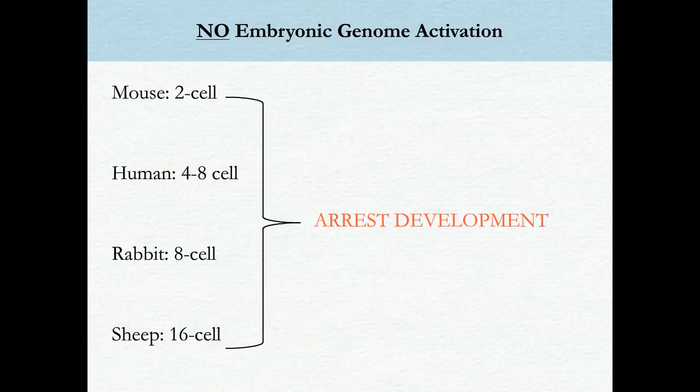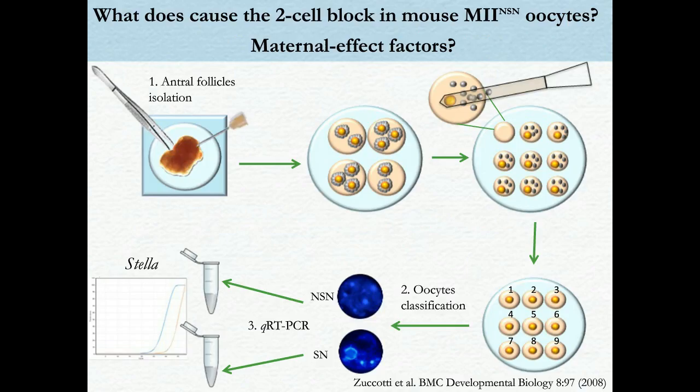To try to answer the question, what does cause the 2-cell block in developmentally incompetent NSN oocytes, we first looked at the expression of maternal effect transcripts. Of a group of maternal effect transcripts analyzed, the only one that resulted differentially expressed was a gene named Stella.